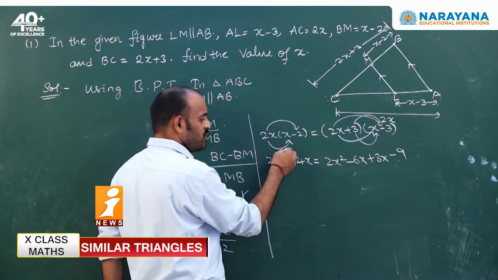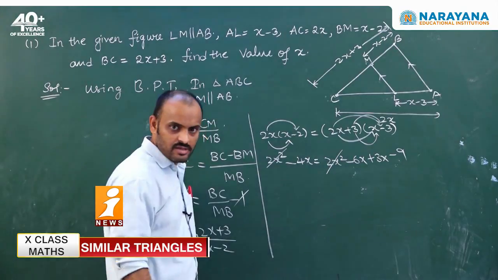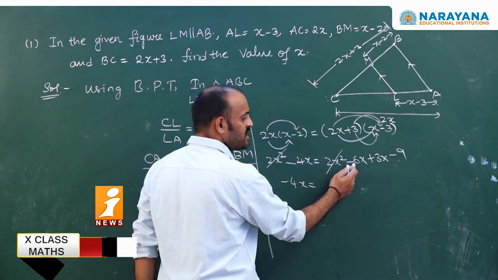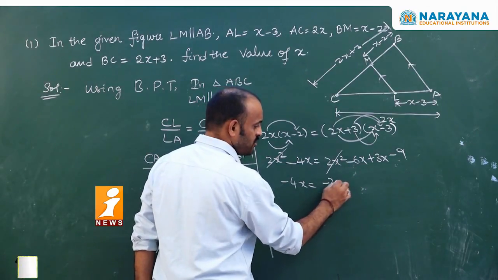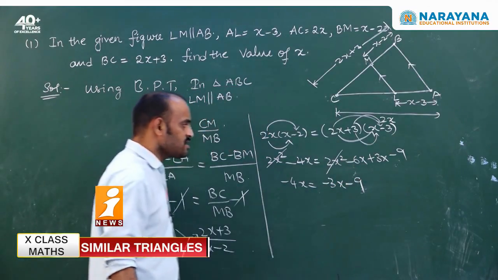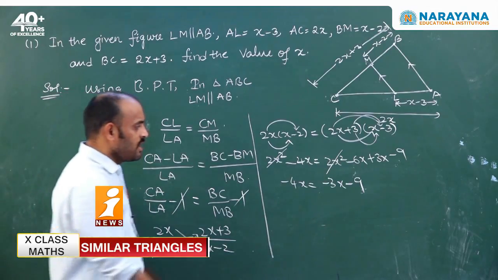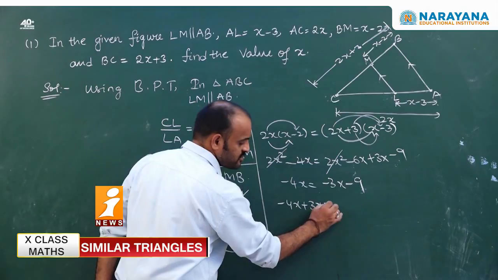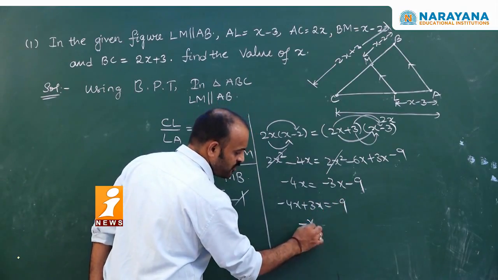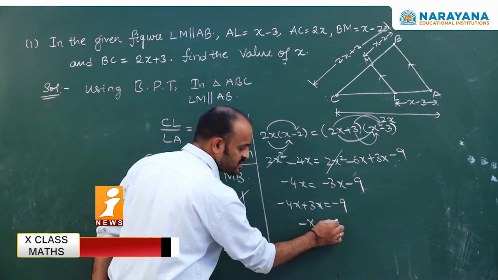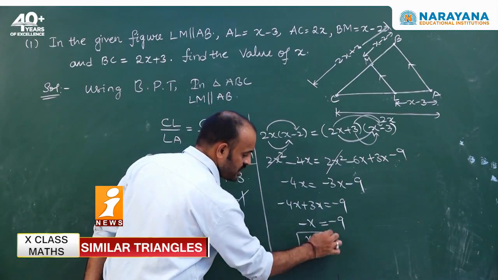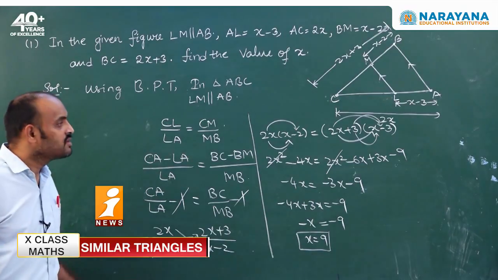Now if you see, 2x square is there on both the sides. Minus 4x is equals to minus 6x plus 3x minus 3x minus 9. I will bring minus 3x to the left hand side. Minus 4x plus 3x is equals to minus 9. Therefore minus 4x plus 3x is minus x. Minus x is equal to minus 9. Therefore x is equals to 9.